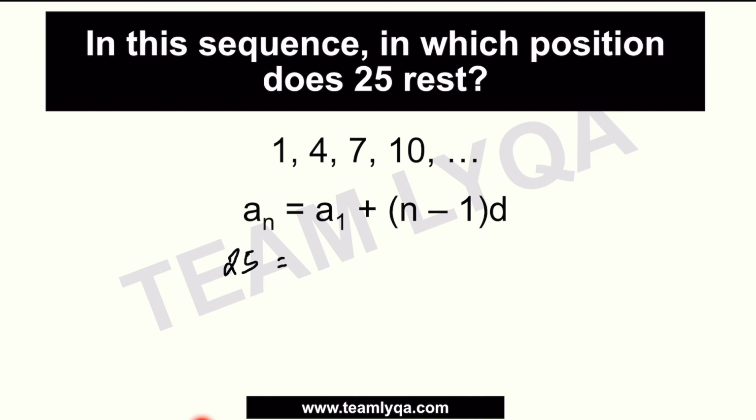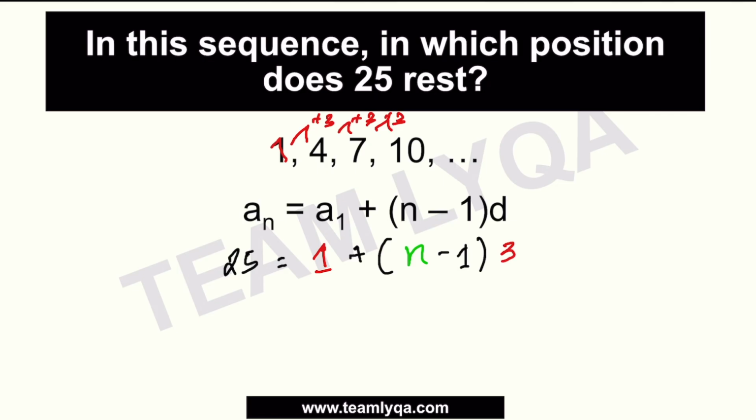Equal siya dun sa, ang initial term is 1, plus yung n, which is missing. So, again, we'll keep it at n na lang. Minus 1 times the d, or the common difference. Now, ang common difference dito, you have plus 3, and plus 3. So, this will be 3. Now, all we have to do is to solve for n.